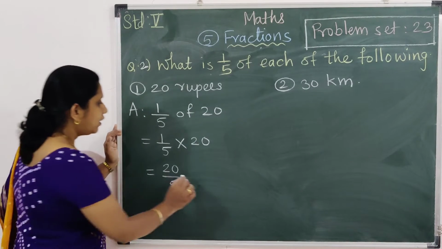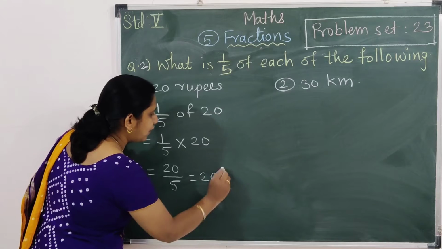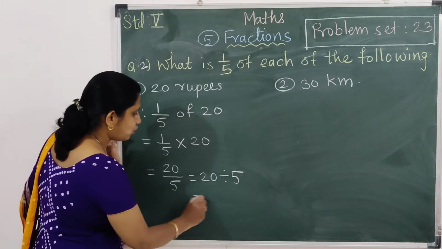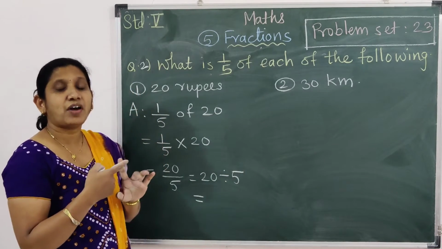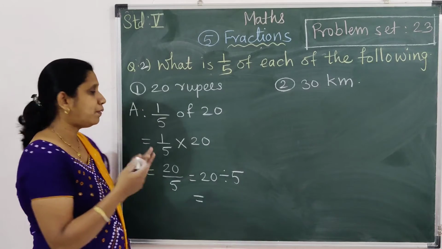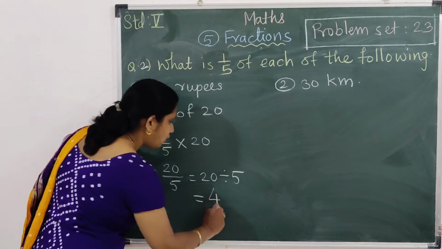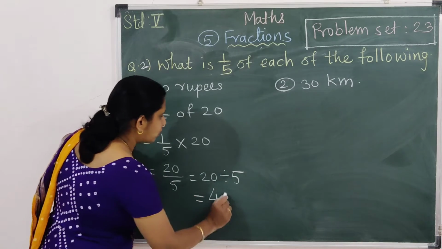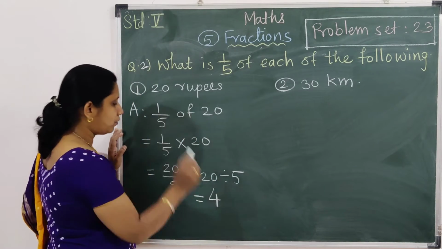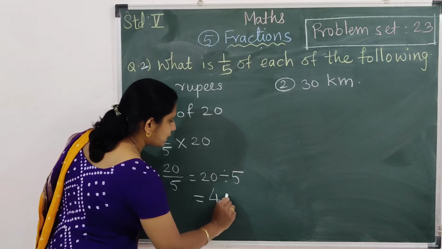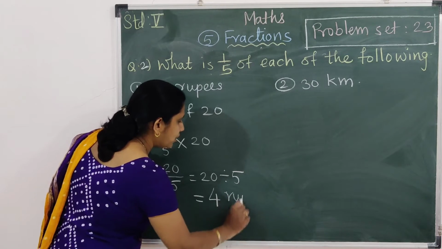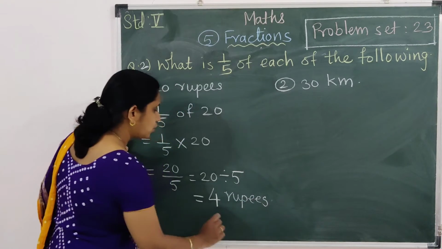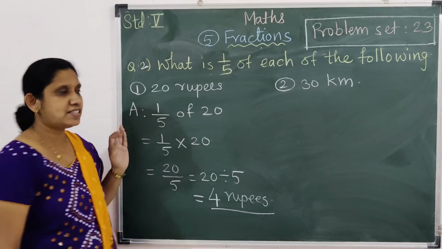That means 20 divided by 5. So 5 1s are 5, 5 2s are 10, 5 3s are 15, 5 4s are 20. So what answer did we get? 4. So 1/5 of 20 rupees is 4 rupees. Alright, so this is our answer.